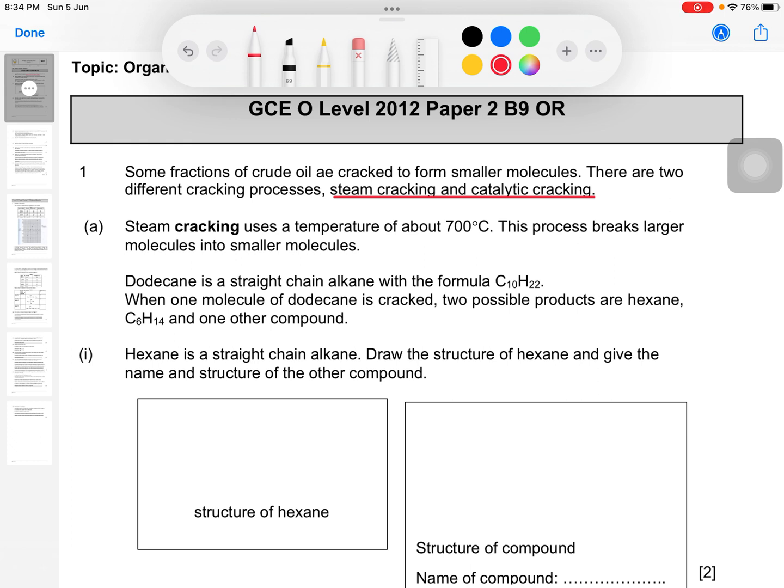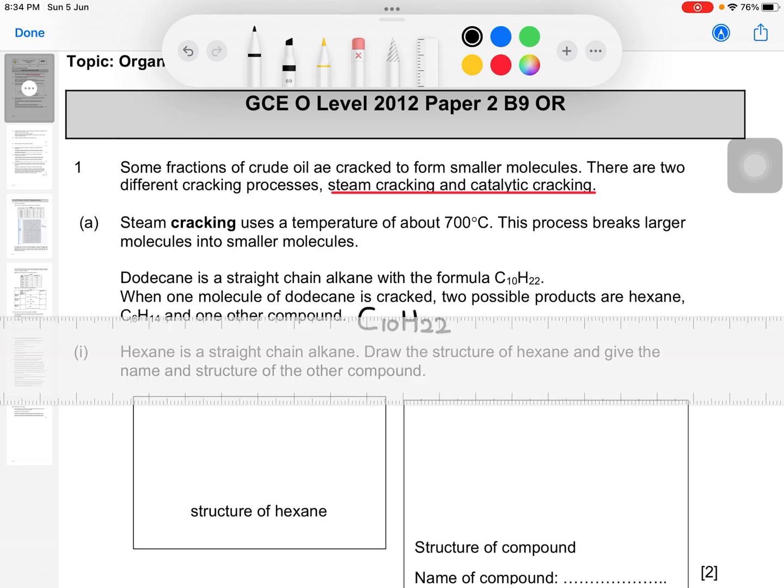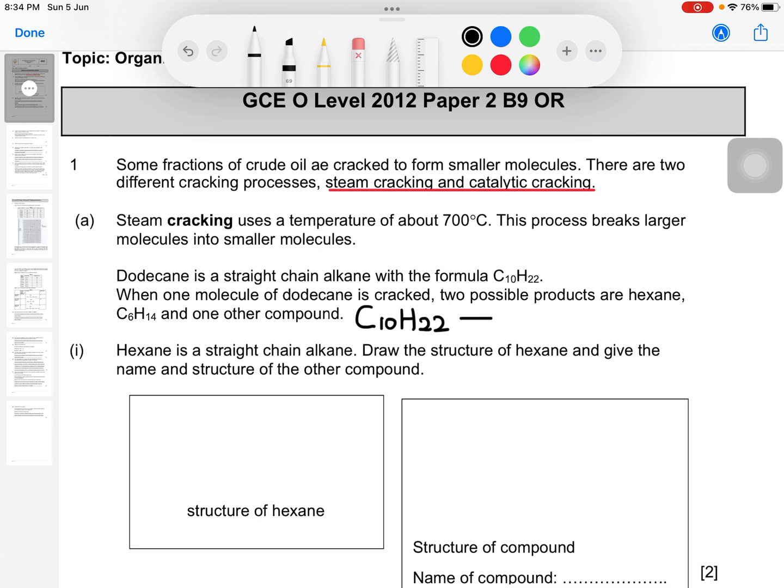If you are asked to write the equation for cracking, you have dodecane, which is C10H22. To write the cracking equation, the long chain hydrocarbon forms C6H14. For the other one, you take 10 minus 6, which will be C4, and 22 minus 14 is H8. So C4H8 is actually butene.